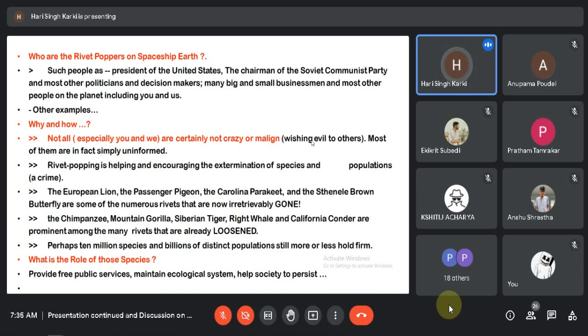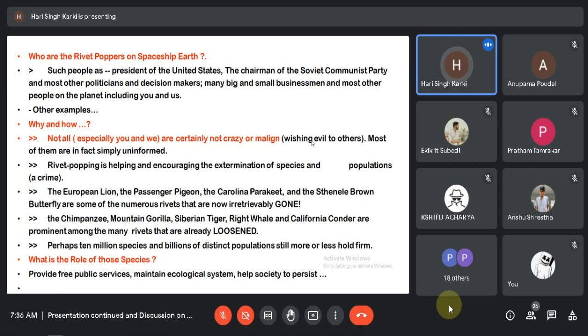Most of them are in fact simply uninformed. Some of us are uninformed. Only a few are informed, they are the rivet poppers. Some are uninformed, and the main essence of writing this essay is just to inform them. This is the case, this is happening. Most of them are not malign, and no, they are not crazy. Certainly, they are not crazy, though they have been involved in disturbance of the ecosystem, but simply because of not knowing, not becoming familiar with the devastating effect on the ecosystem.